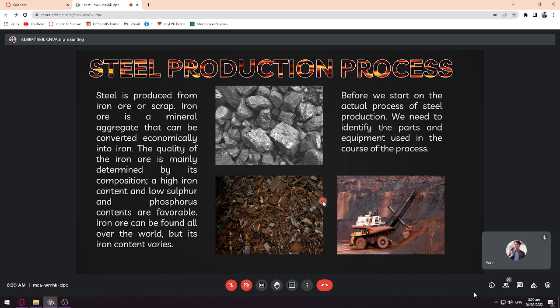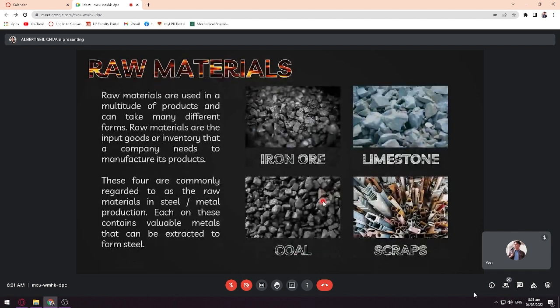Before we start the actual process, let me first introduce the different parts of the steel production process. For the first one, we have the raw materials such as iron ore, limestone, coal, and scrap metals. Generally, these are the raw materials we use. The main components are iron ore and limestone, while we also use scrap metals for the production of steel. I'll explain later where it is used.